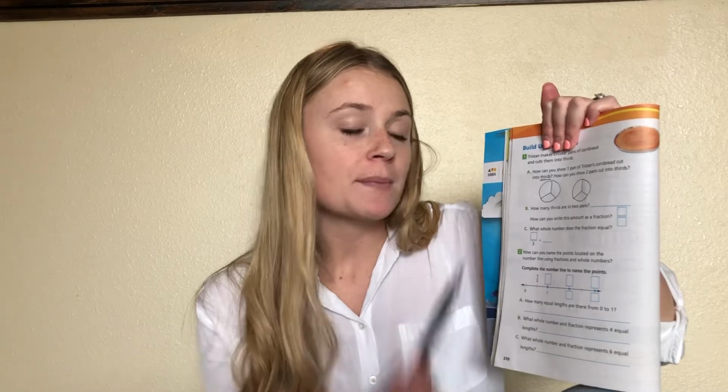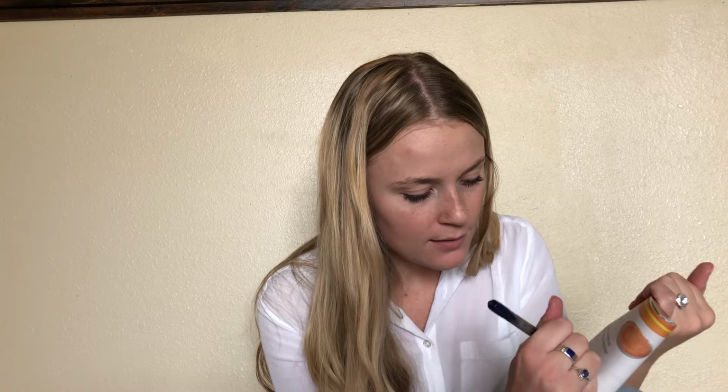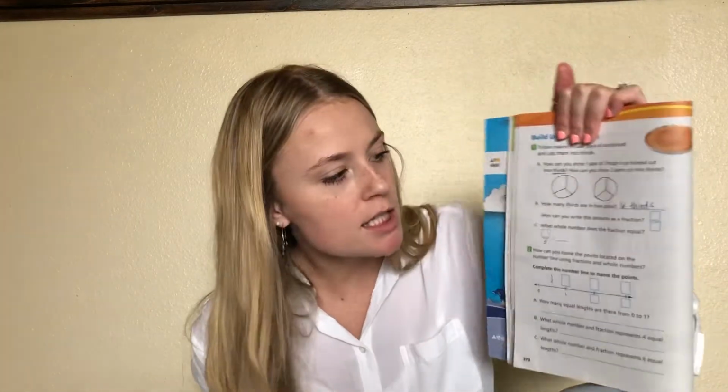Now remember, thirds means that there are 3 pieces in the whole. Part B asks, how many thirds are in 2 pans? There's a third, there's a third, there's a third, there's a third, there's a third, there's a third. How many are there? 1, 2, 3, 4, 5, 6. There are 6 thirds. So that's what I wrote down, 6 thirds.